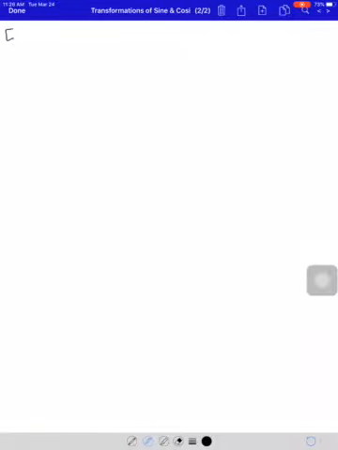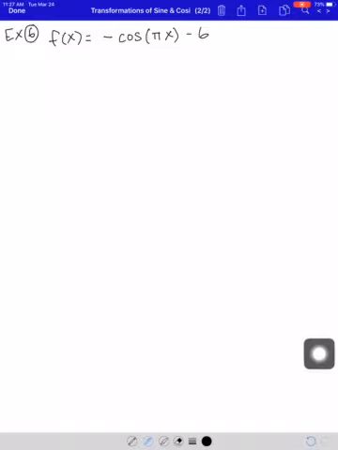So we are on example 6. Okay. So now let's graph the function f of x is equal to negative cosine of pi x minus 6. Okay, so now we're graphing a cosine function.